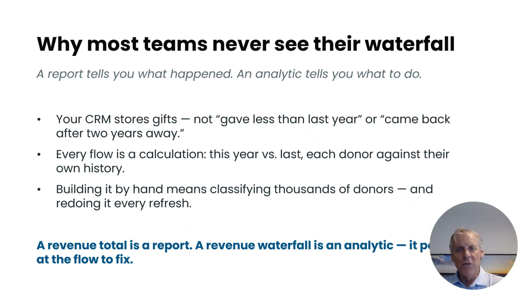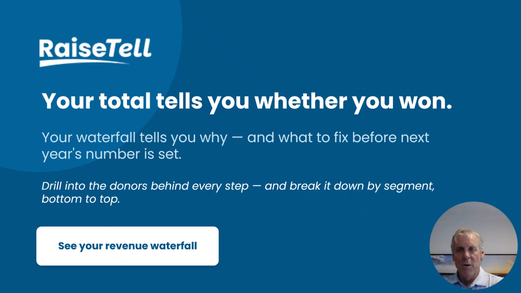A revenue total is a report. Those are easy. A revenue waterfall is an analytic. It doesn't just state the number. It points you at the flow to go fix. So here's where I'll leave you. Your total tells you whether you've won. Your waterfall tells you why and what to fix before next year's number is already set.